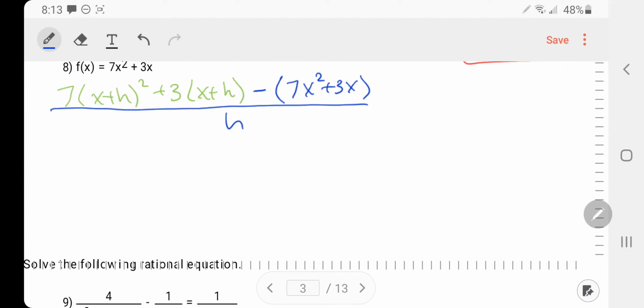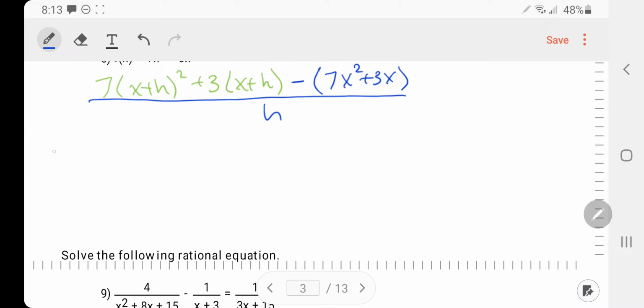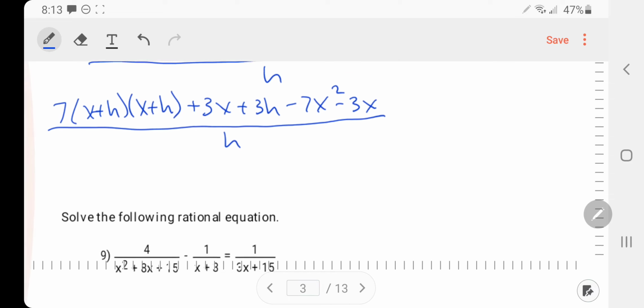And then it's just a matter of doing all the work and getting it to work out right, okay? So let's take our time and see if we can get this worked out. Here we go. 7 times (x plus h) squared means x plus h times itself. The 3 can go ahead and distribute. So plus 3x plus 3h. And the minus can go ahead and distribute. Minus 7x squared minus 3x all over h.